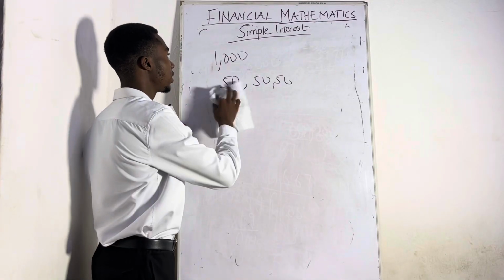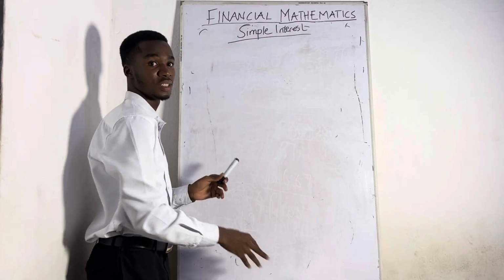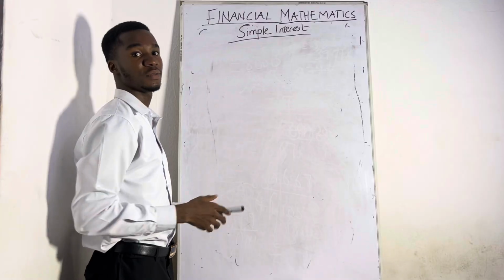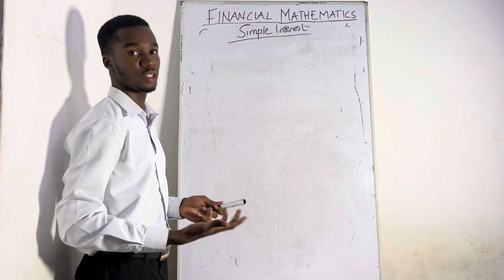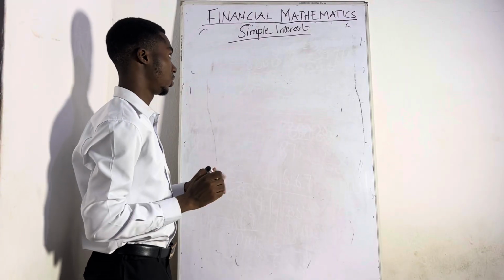But for compound interest, every year it keeps on increasing. So maybe for year 1 it can be 50, for year 2 it can be 60, for year 3 it can be 70. It's compounded, you get it.